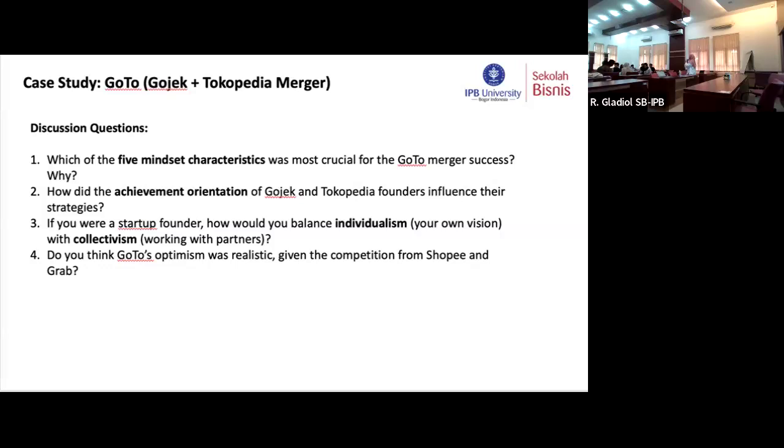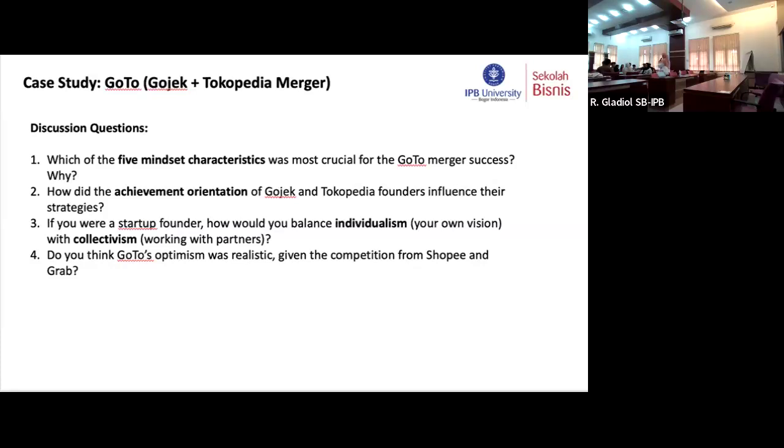So it's the connection between individualism from you as the founder and collectivism, how you collaborate with your partner, with your worker, and so on. Yes. Okay, so it's really important to know not only the company's vision, but also you as a founder's vision. Okay, good. Give the microphone to this group.